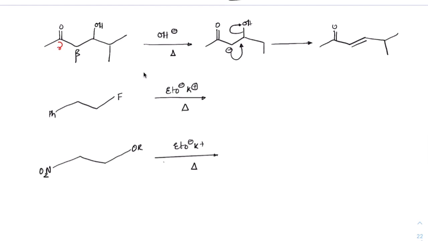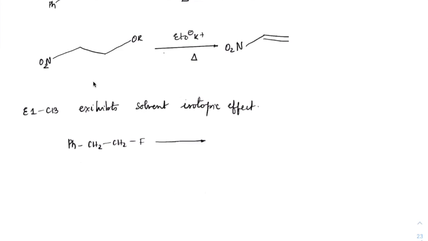Okay, students. Similarly, what will be the next product here? PhCH double bond this way. Here also, O2N and double bond this way. These are the product formations. So I was telling you about solvent isotopic effect.